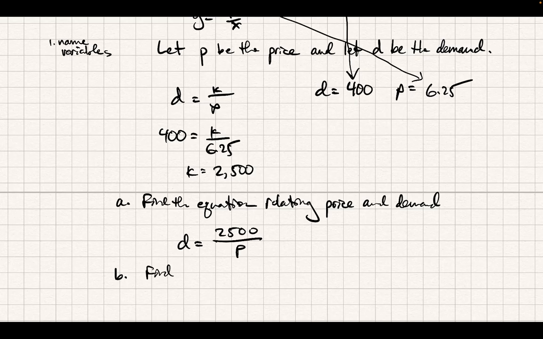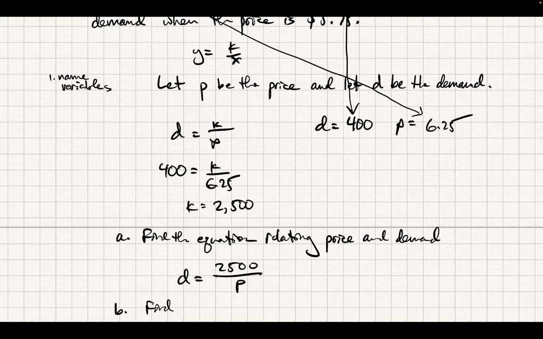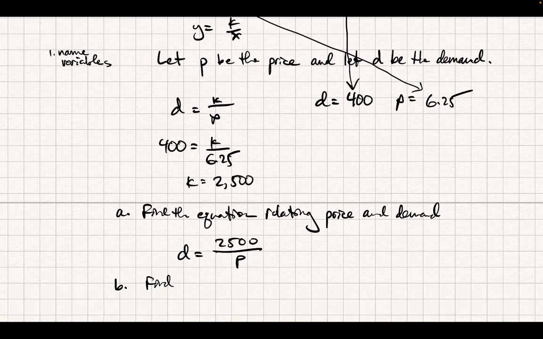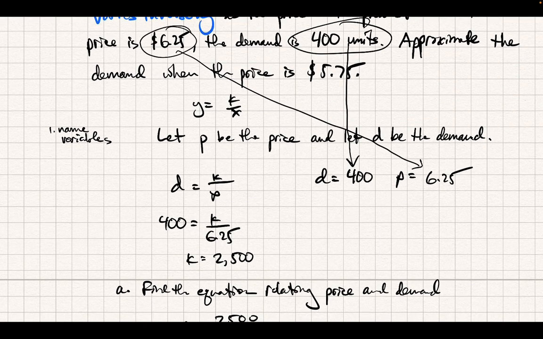Okay, so we want to approximate the demand when price is 575. So this is part B, approximate the demand.